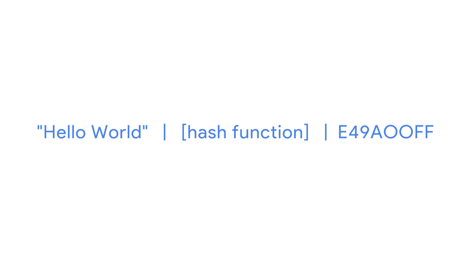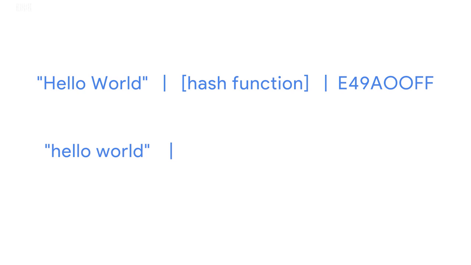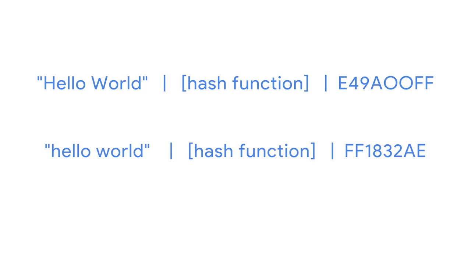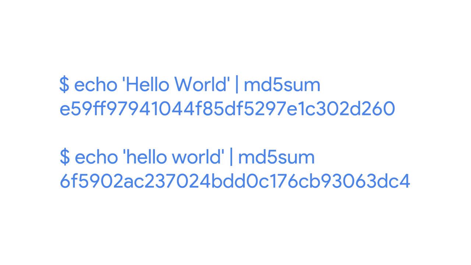Let's say we have an input string of Hello World and we feed this into a hash function which generates the resulting hash of E49A00FF. Every time we feed this string into our function, we get the same hash digest output. Now let's modify the input very slightly so it becomes hello world, all lowercase now. While this change seems small to us, the resulting hash output is wildly different, FF1832AE. Here is the same example, but using a real hash function, in this case, MD5sum.